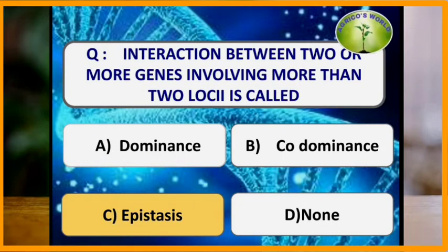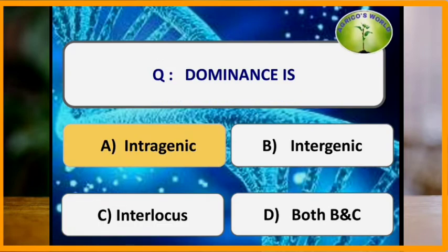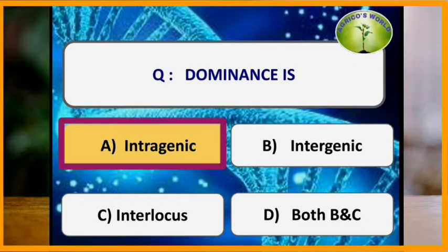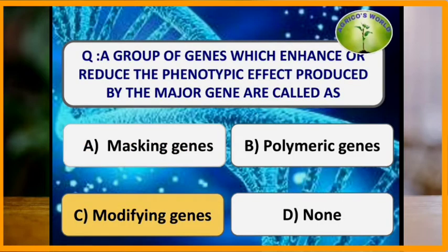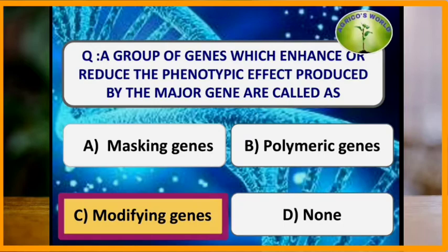Interaction between 2 or more genes involving more than 2 loci is called as? It is called epistasis, where the interaction is between the genes that involve 2 different loci. Dominance is an intragenic reaction, but epistasis is an intergenic reaction. A group of genes which enhance or reduce the phenotypic effect produced by the major gene is called as a modifying gene.